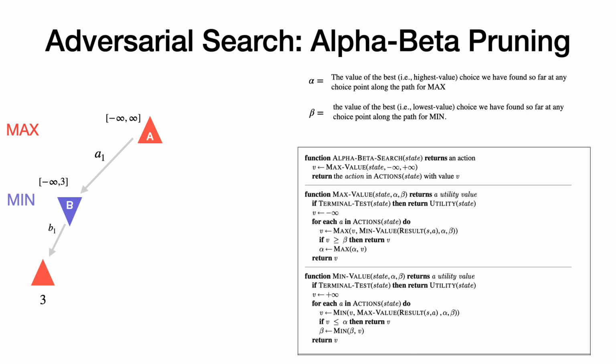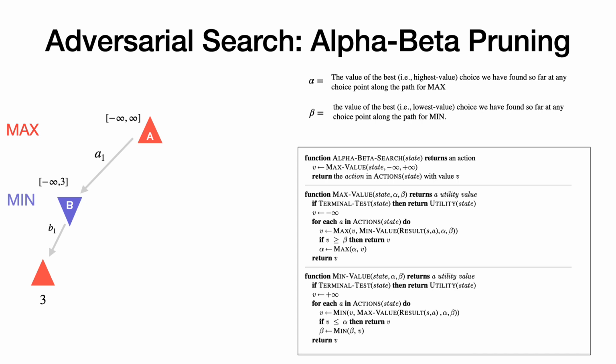As we can see here, we have two values called alpha and beta. Alpha stands for the value of the best choice we have found so far at any choice point along the path for max, and beta is the value of the best choice we have found so far at any choice point along the path for min. These square brackets indicate the alpha and beta values. We try to minimize this range so that we reach the point where A can take a better final output value. Let us see how this algorithm works.